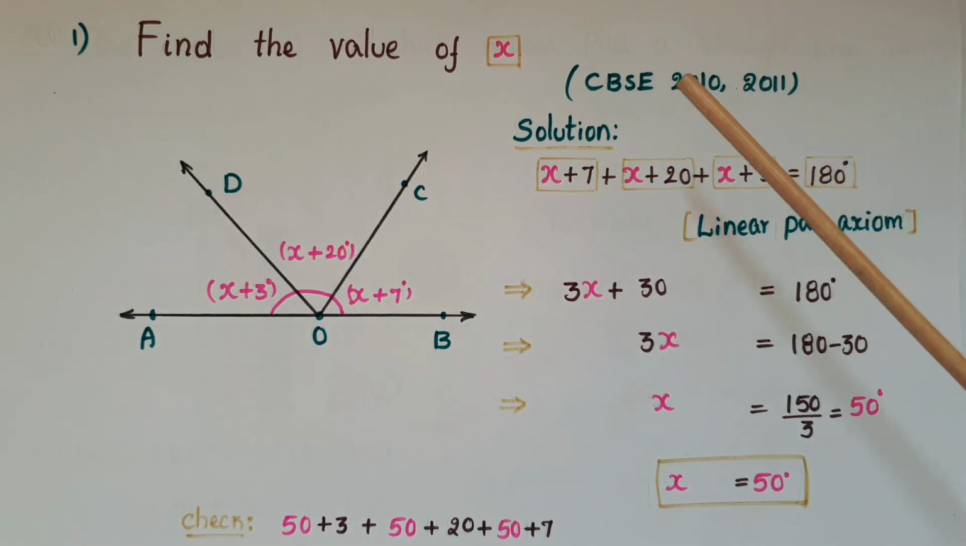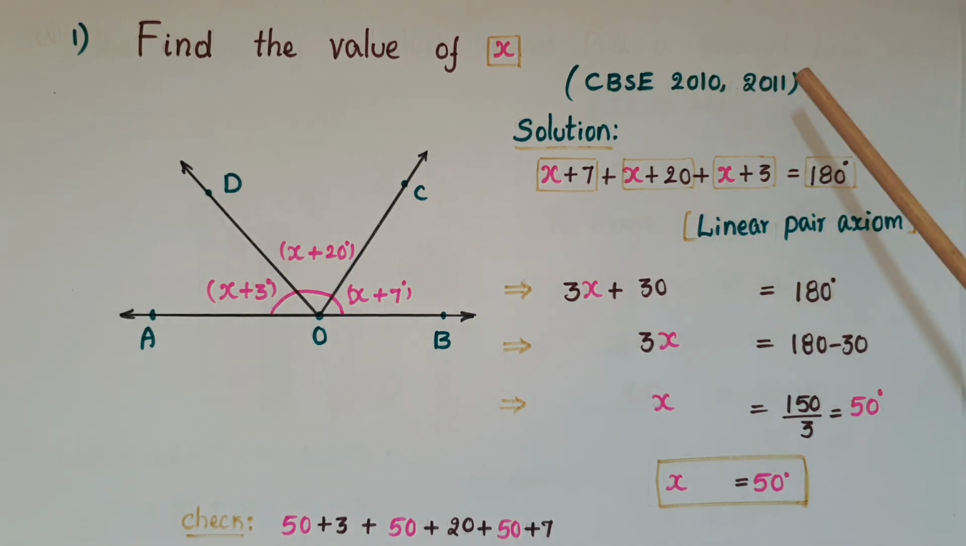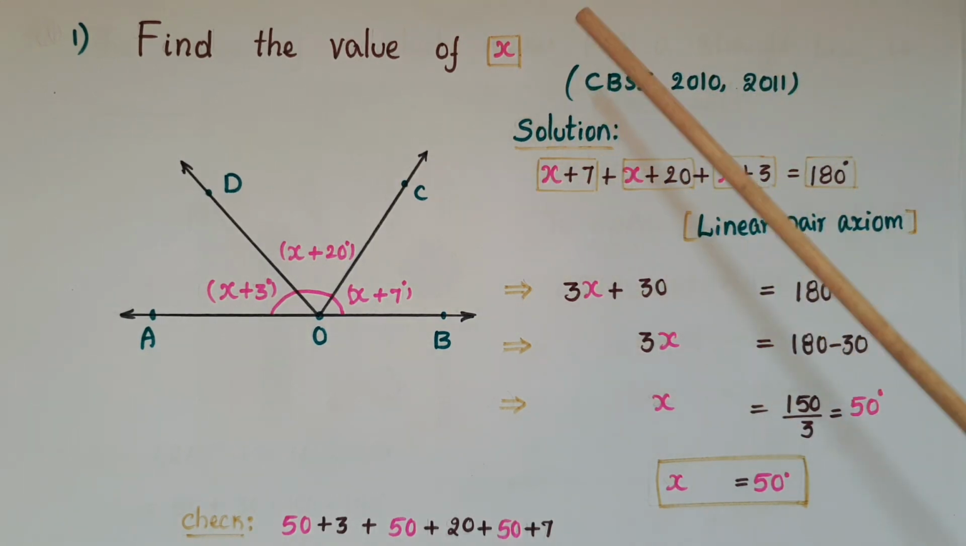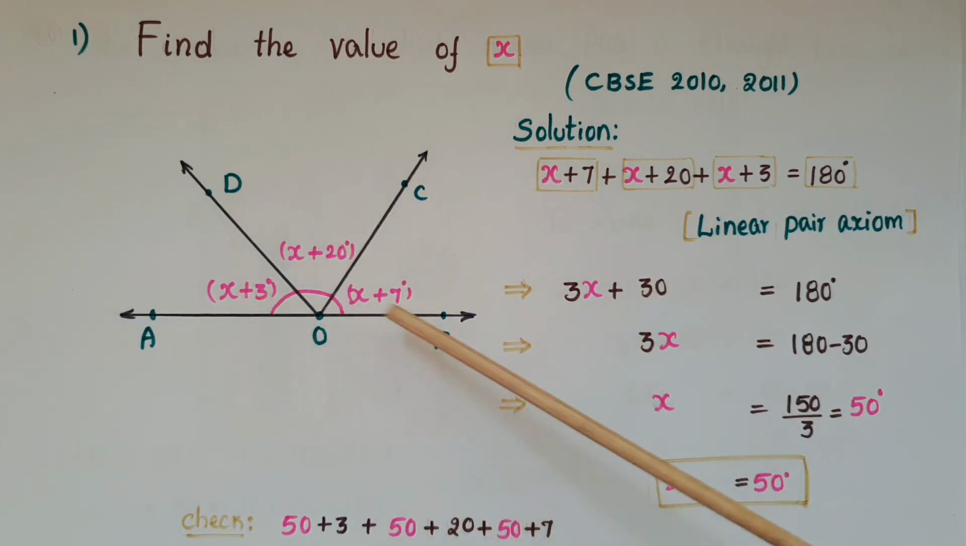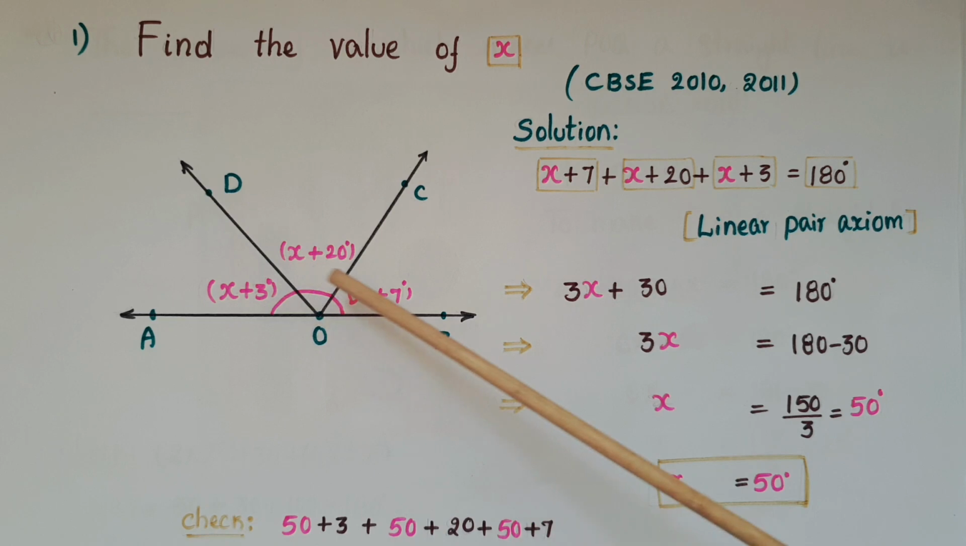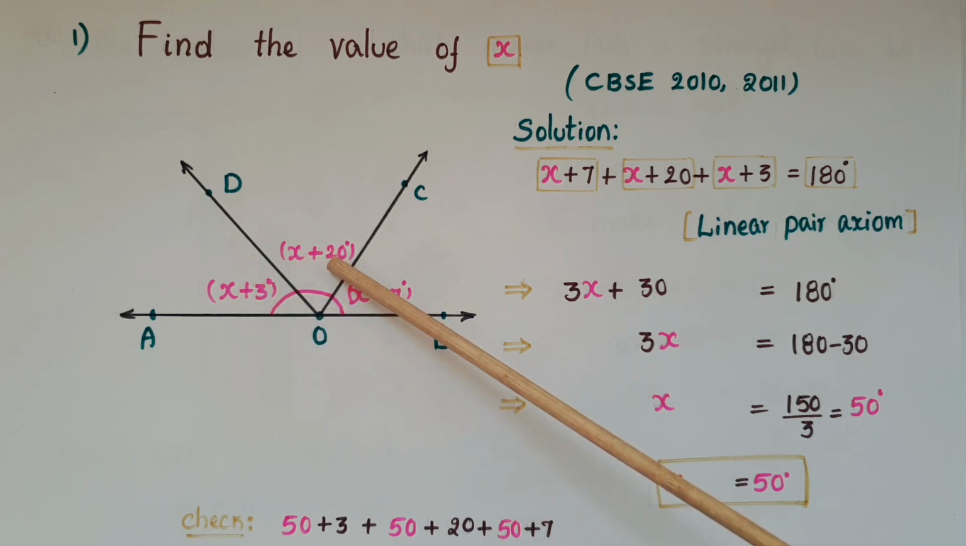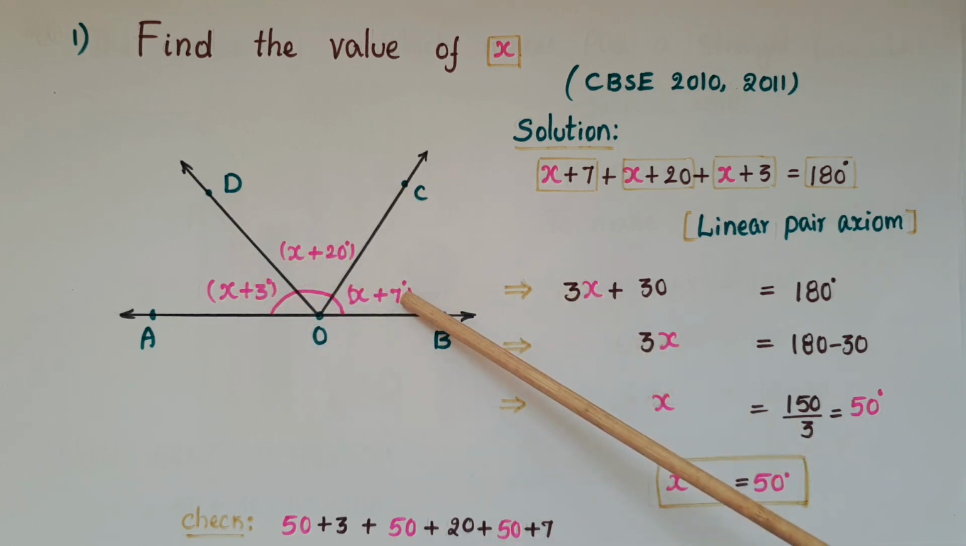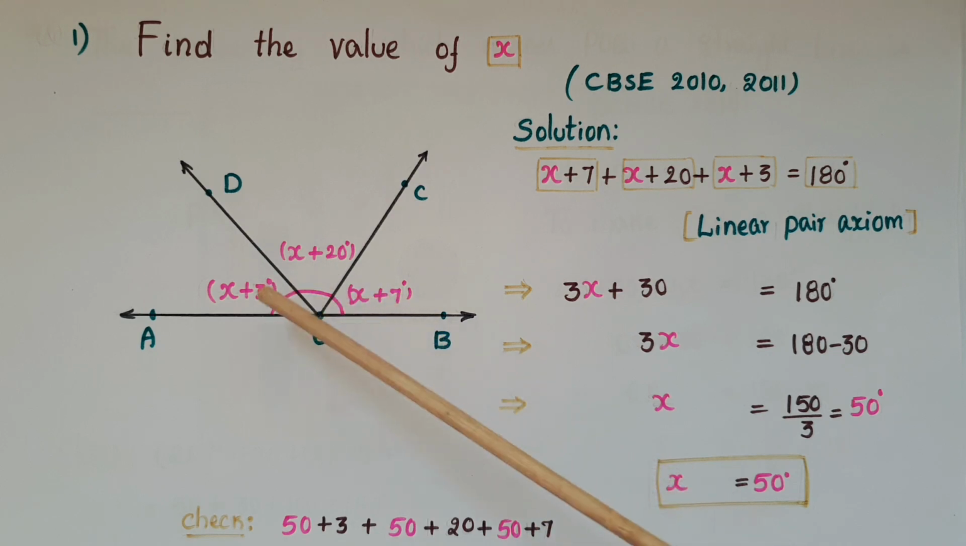This problem was asked in the CBSE 2010-2011 exam. Find the value of x. If you see this figure, AB is a line and OC and OD are two rays and the angles here are x plus 3 degrees, x plus 20 degrees and x plus 7 degrees. If you observe this figure, here there is a linear pair.